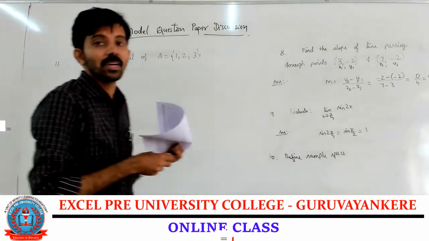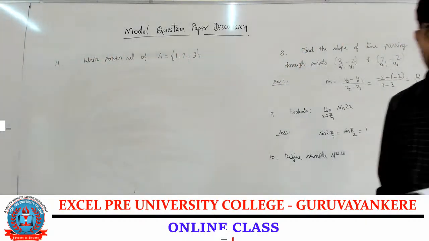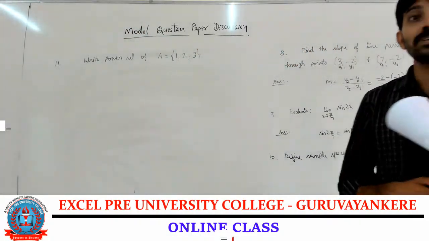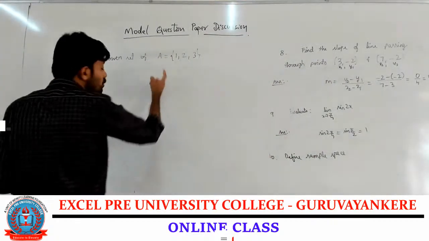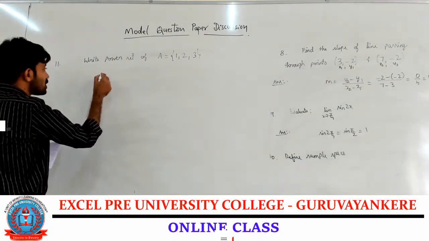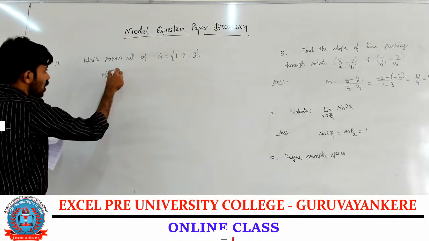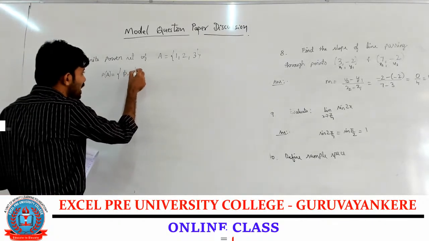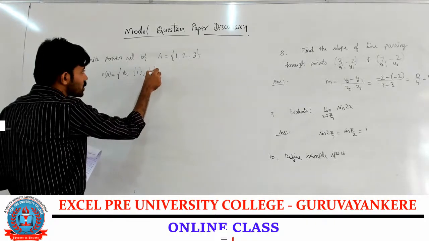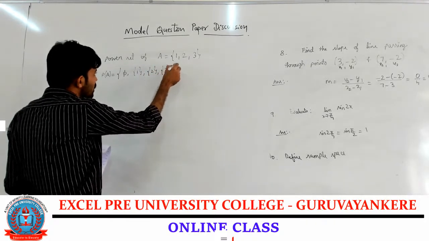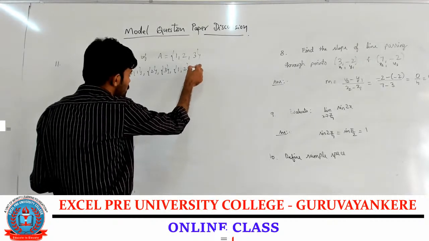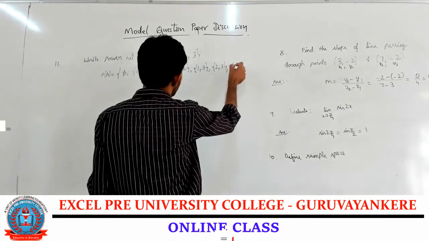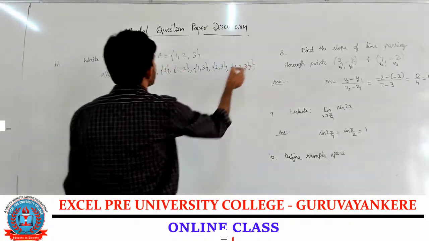Power set is the collection of all subsets. The collection of all subsets of a given set is called the power set. Power set is denoted by the symbol P of A. So the answer is P of A equal to the collection of all subsets. Empty set is a subset of any given set. Next we have the set containing element 1, set containing element 2, set containing element 3, set containing elements 1, 2, 1, 3, 2, 3, then the whole set itself, 1, 2, 3.